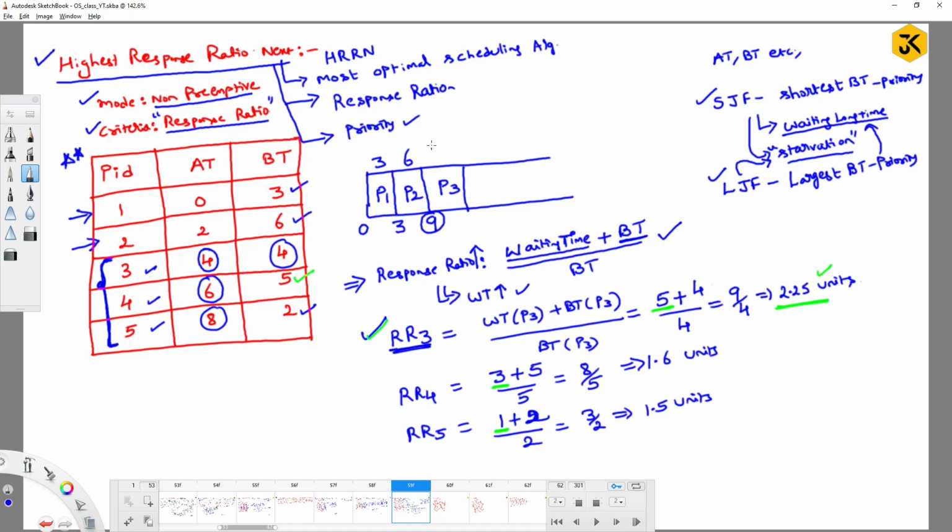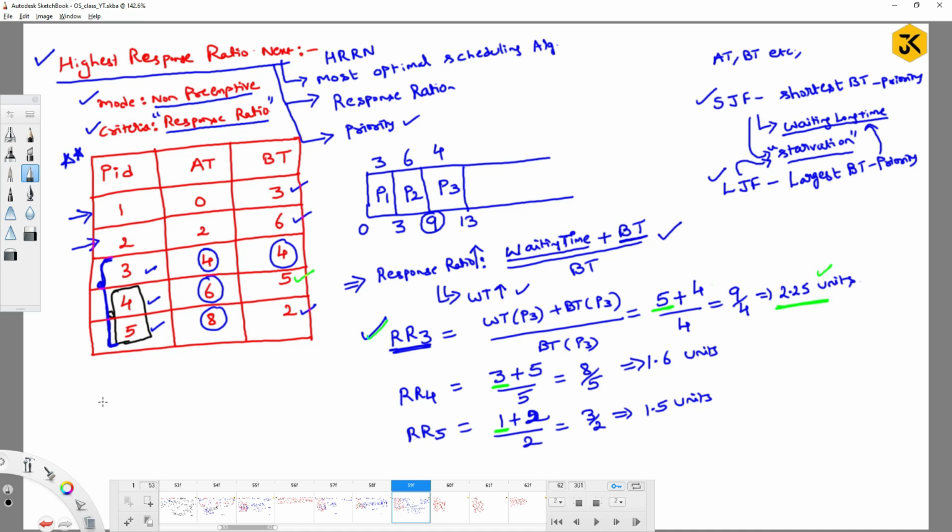What is the process 3 burst time? 4, and it will be done by 13 units of time. Good. Now by the completion of 13 units of time, which processes are in the ready state? P4 and P5.